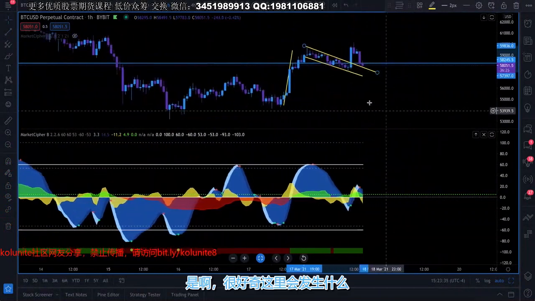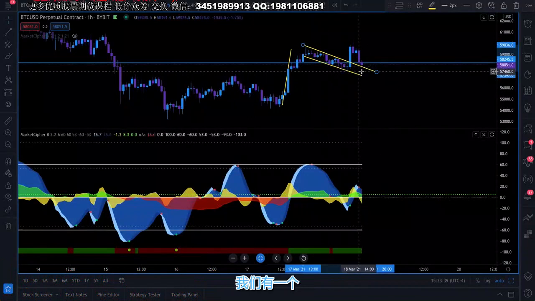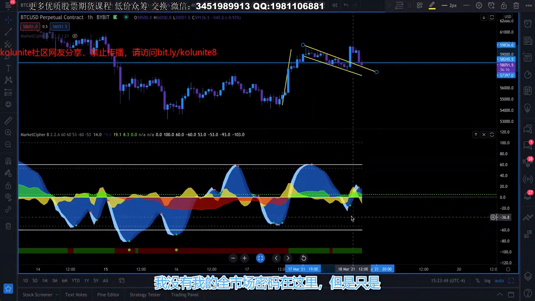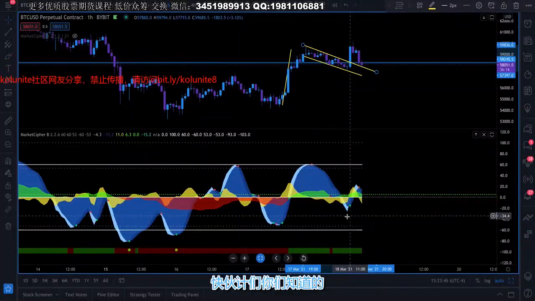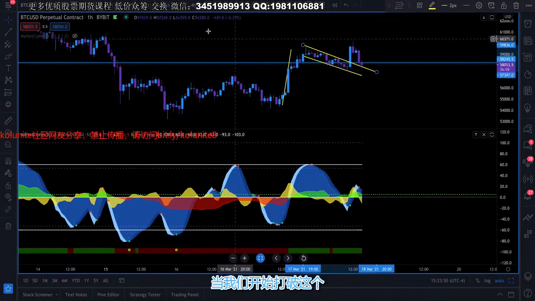Yeah, very curious to see what's going to happen here. Are we going to get a bounce off of this channel? We have a support. We have a trend line. I don't have my full Market Cipher B right here. But just quick, guys, you know, when we started to break out of this, is the 1 hour.